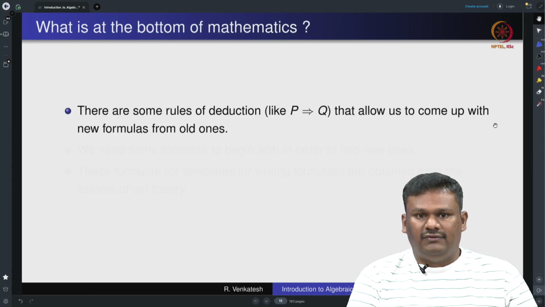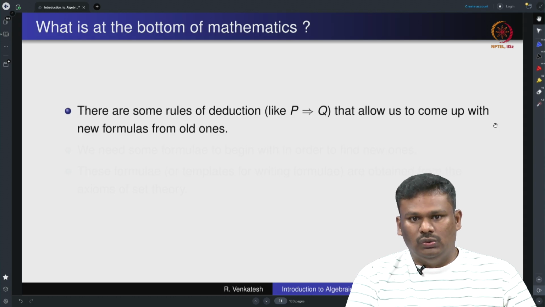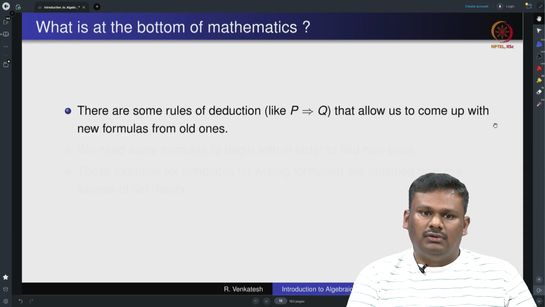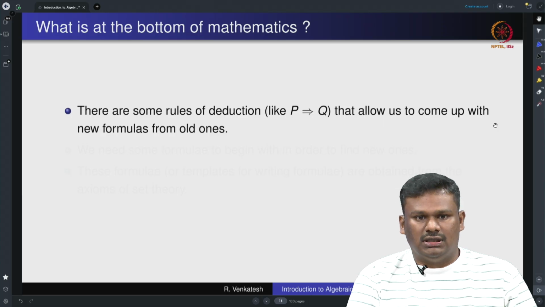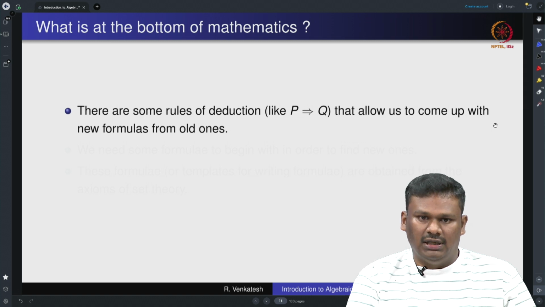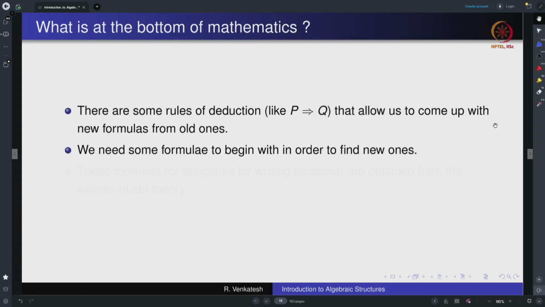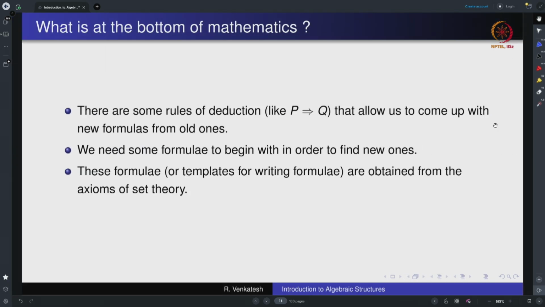So, there are some rules of deduction, like P implies Q, that allow us to come up with new formulas from old ones. We start deriving some formulas whose truth values are checked, and using those formulas one can come up with new formulas, and that is where these deductions or implications are derived. We need some formulas to begin with in order to find new ones. So, that is the basic idea. These formulas, which are templates for writing formulas, are obtained from the axioms of set theory.